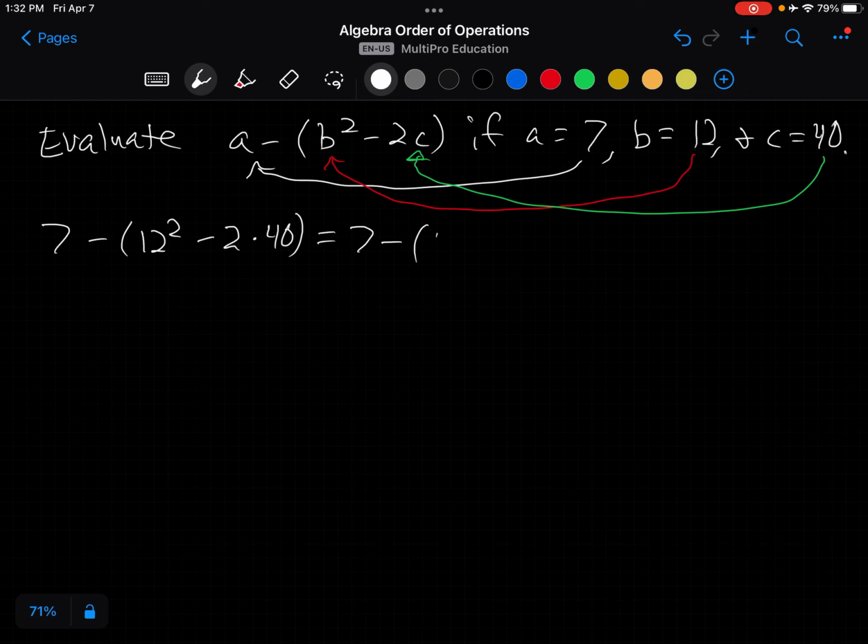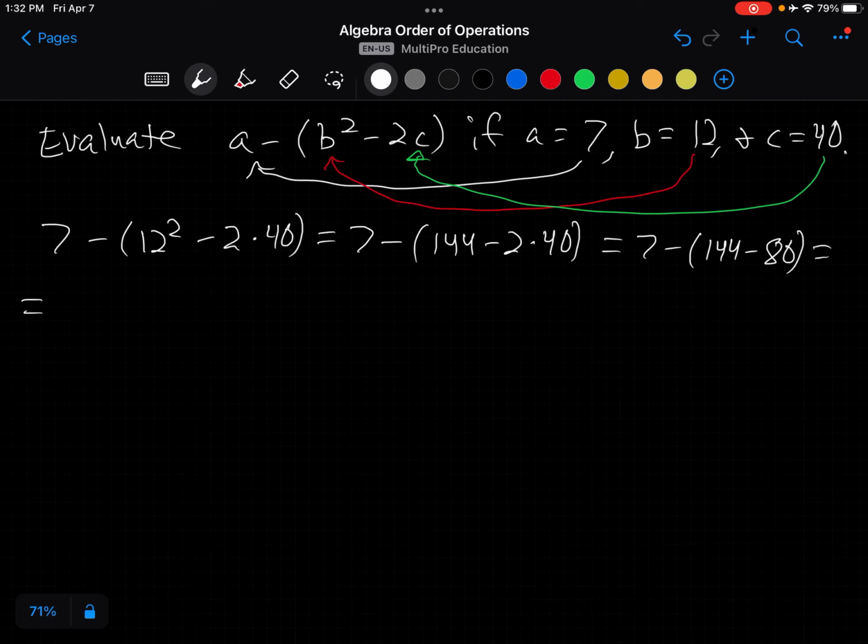So we're going to just write out the rest. 7 times 144 minus 2 times 40. All right, we got to tackle this parentheses here. All right. Let's write out the rest. 7 minus, and the next thing is going to be multiplication. 144 minus 2 times 40 is 80.